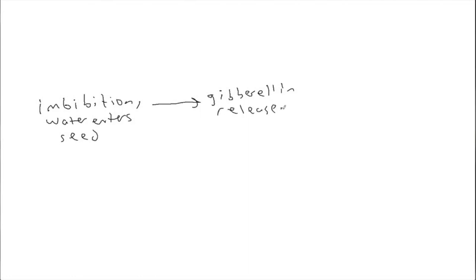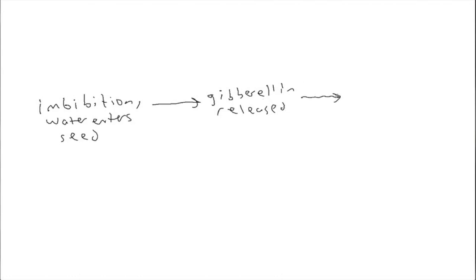Water entering the cell. The seed. Or the endosperm. The seed. Imbibition is when water enters the seed. And then that would induce, what's the next step in the process of the mobilization of nutrients? The gibberellin hormone is released from the endosperm. It's actually not released from the endosperm. It's released by the embryo.